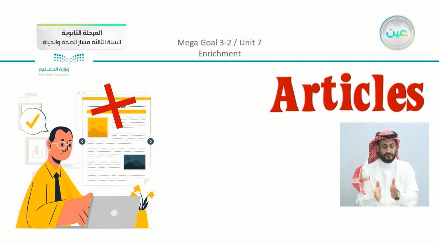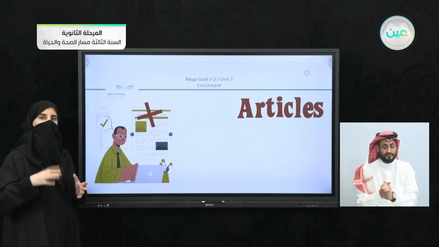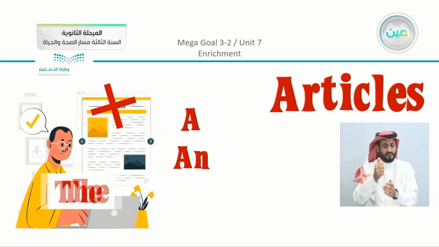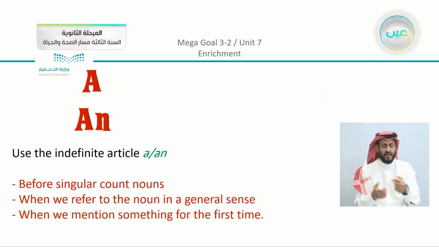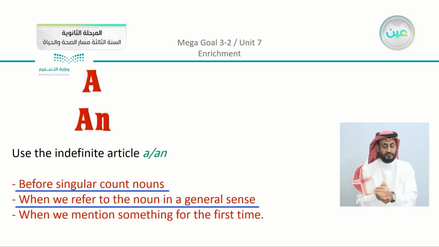Now, since we are mentioning business here, we have something called articles. Of course, here it is not about articles, the noun that we know or are familiar with, but actually grammatical articles, which are 3. We have here a, an, and the. Now, this was an easy structure that we have studied together. We know that a and an are indefinite articles used before singular count nouns when we refer to the noun in a general sense, and when we mention something for the first time.